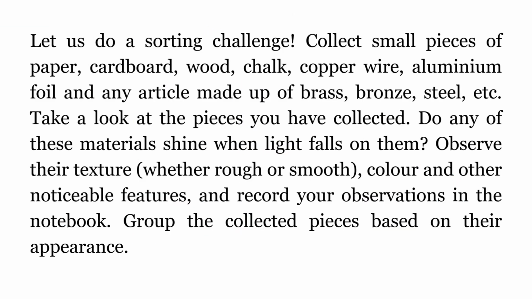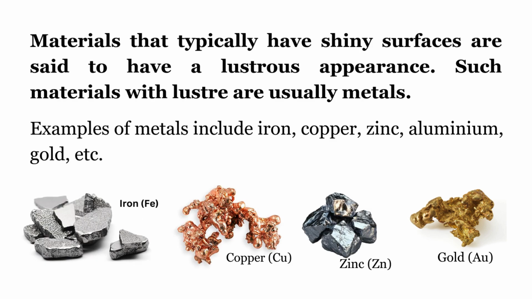Let us do a sorting challenge. Collect small pieces of paper, cardboard, wood, chalk, copper wire, aluminium foil, and any other article made up of brass, bronze, steel, etc. Take a look at the pieces you have. Do any of these materials shine when light falls on them? Observe their texture, whether rough or smooth, color, and other noticeable features, and record your observations in the notebook. Group the collected pieces based on their appearance.